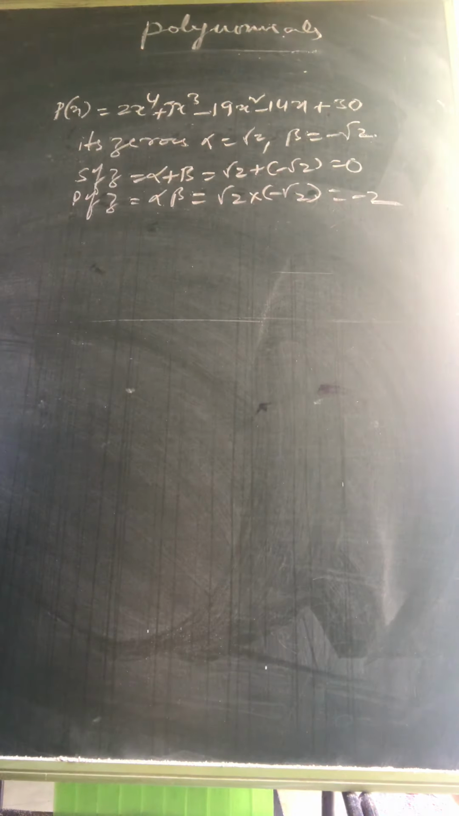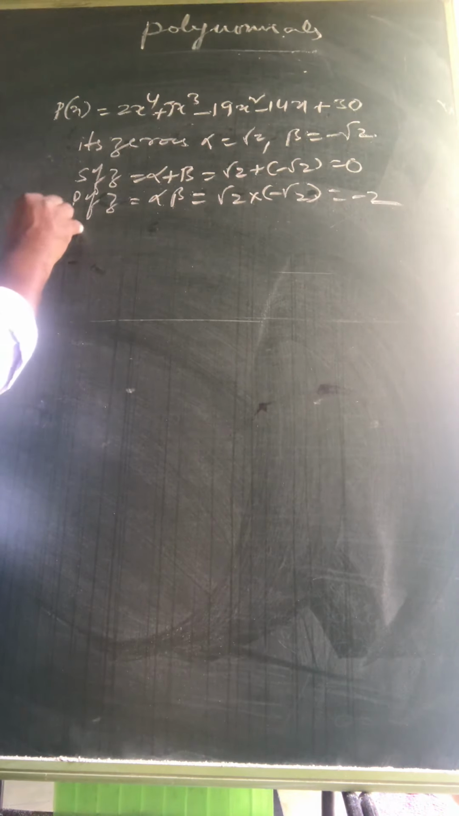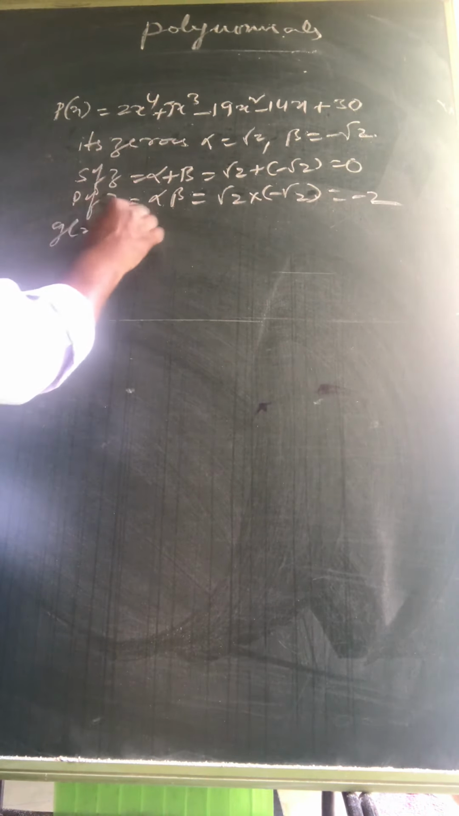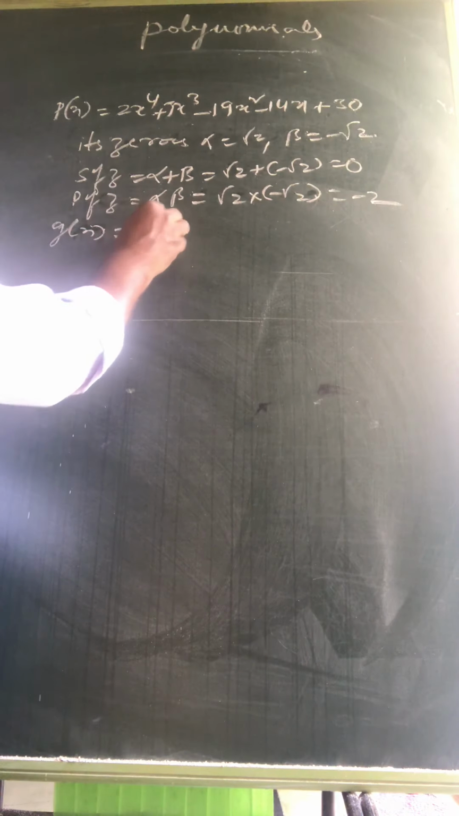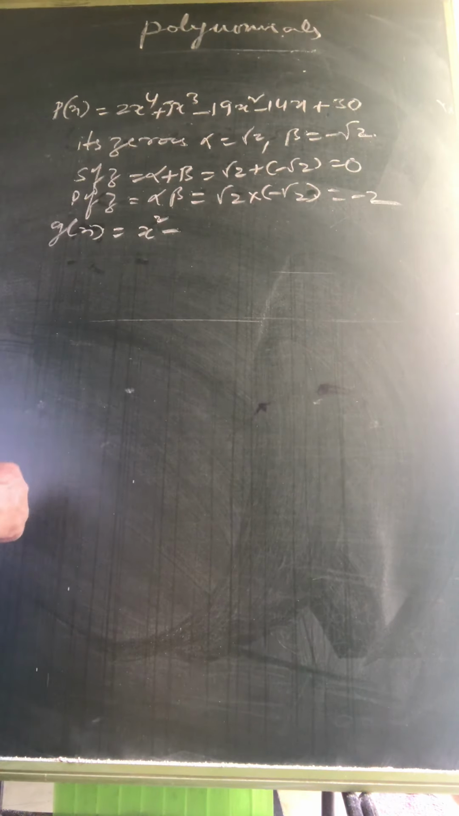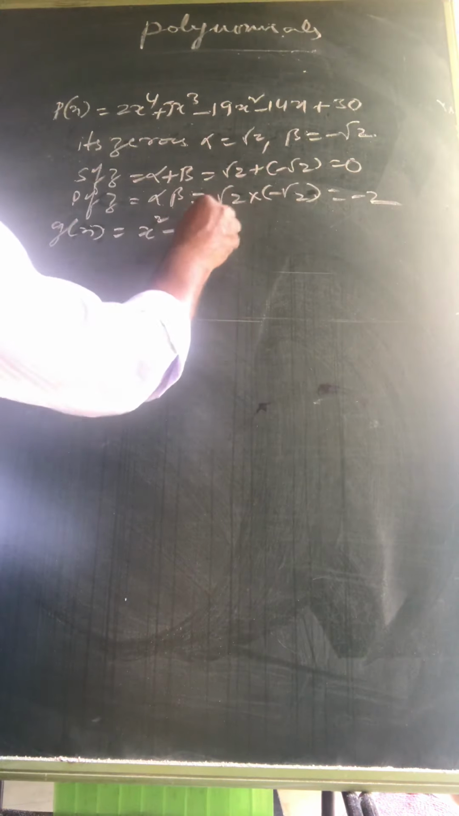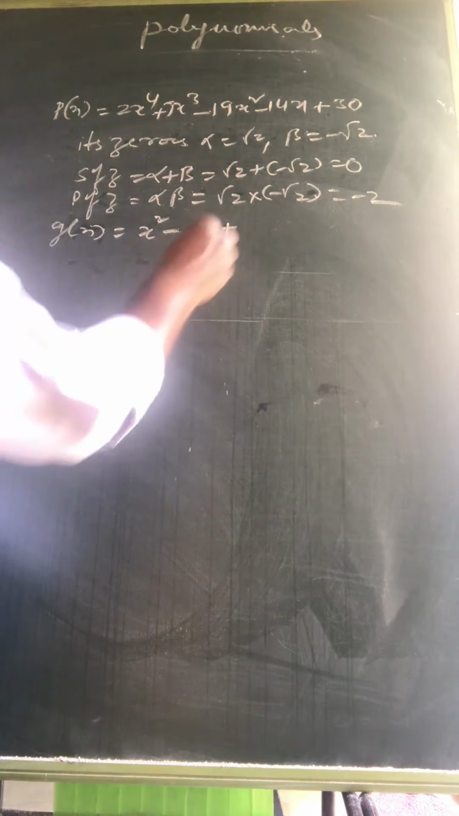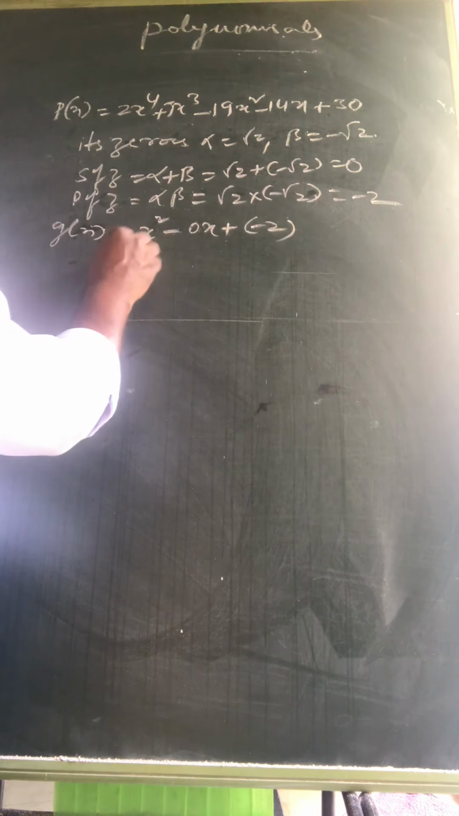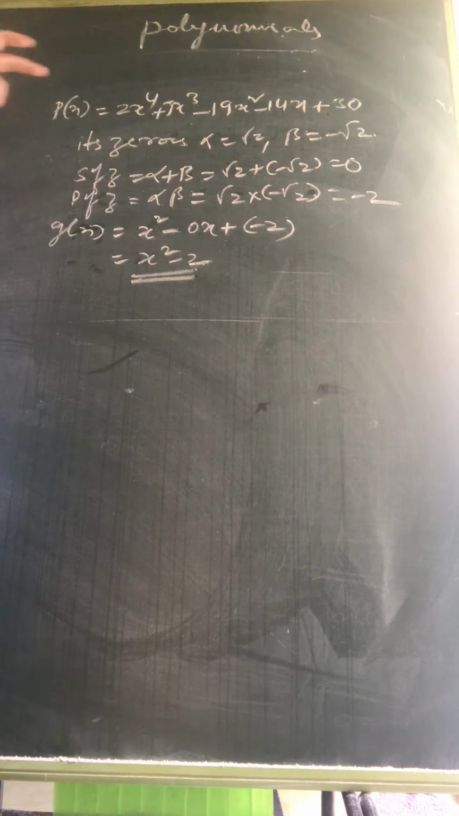Now you can frame the quadratic polynomial just like the previous problem. Now g of x is equal to how much? x square minus sum of zeros x plus product of zeros, which is minus 2, so x square minus 2. Now given that biquadratic polynomial, we have to divide by this.